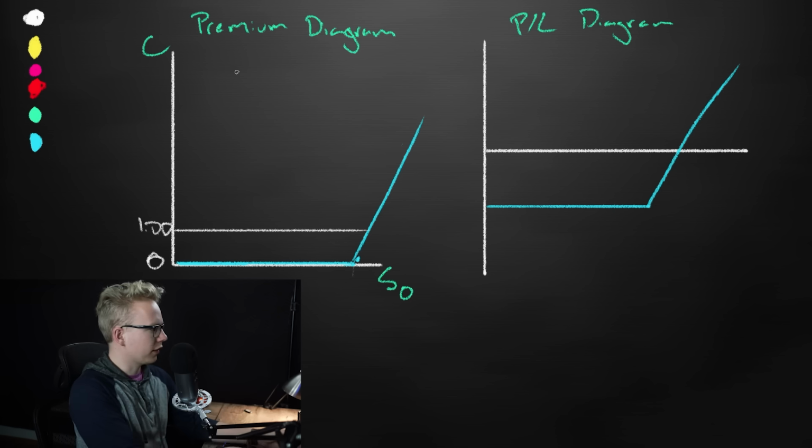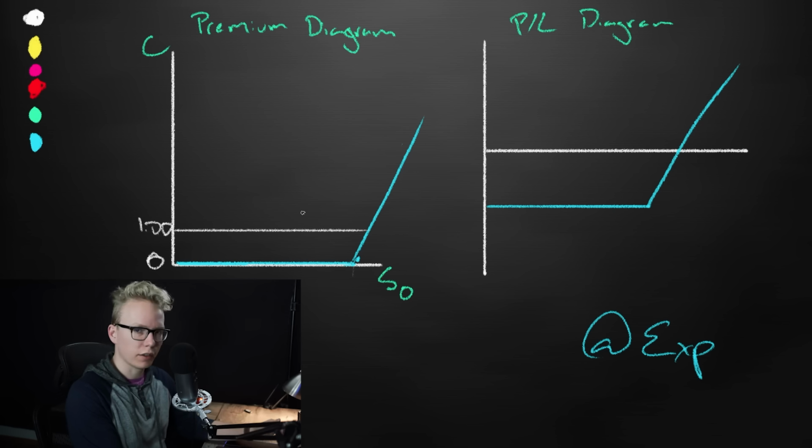And I should say, this is all on expiration day. Every bit of this is at expiration. So if you remember, this is after all that extrinsic value is gone, so we are looking at intrinsic value. What is the value of this option on expiration day, given different stock prices?